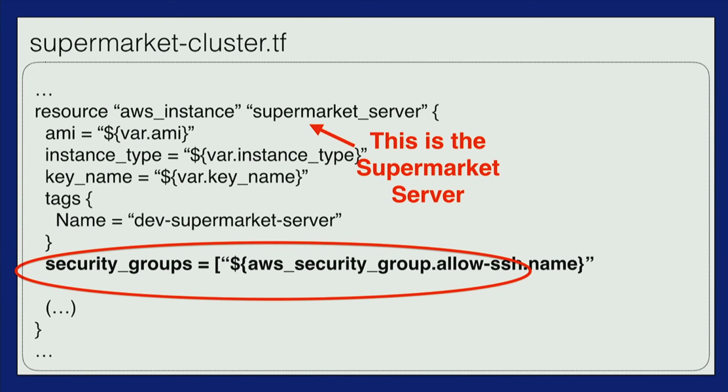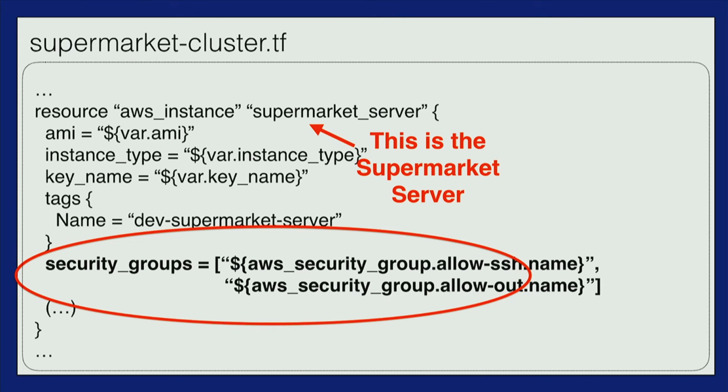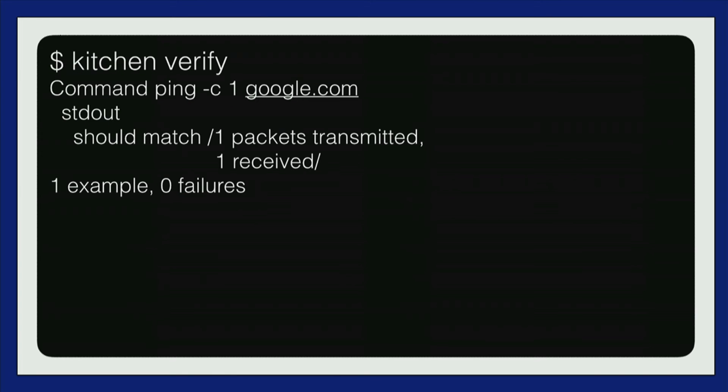So let's head on back to our supermarket server resource, change it from assigning it to just that one security group to assigning it to that allow out security group as well. So again, we're going to start with fresh test infrastructure running kitchen destroy, then create new infrastructure running kitchen converge, then kitchen verify to run our tests, and this time the output shows that my test passed.